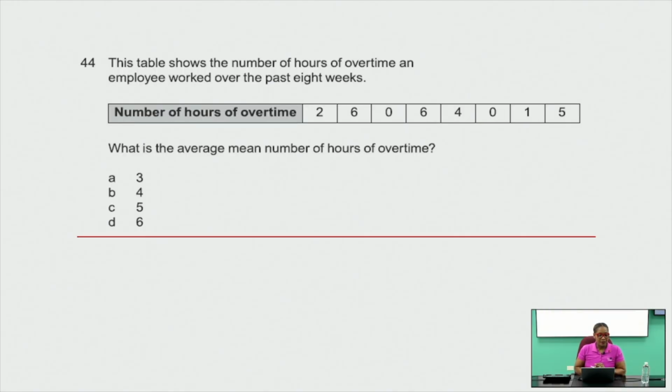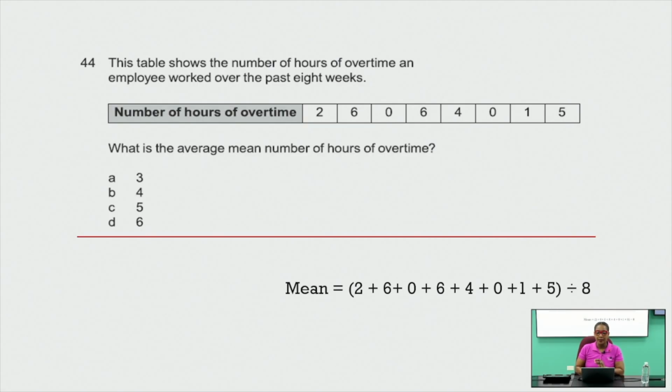So, question 44. This table shows the number of hours of overtime an employee worked over the past 8 weeks. Number of hours of overtime. So we have 2, 6, 0, 6, 4, 0, 1, 5. What happens when you see 0? What does that tell you? Yes, there was no overtime for those days. All right, so you want to find out, but you still have to incorporate the time period. What is the average mean number of hours of overtime?